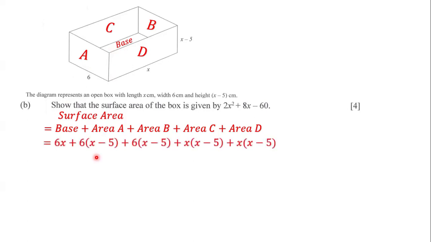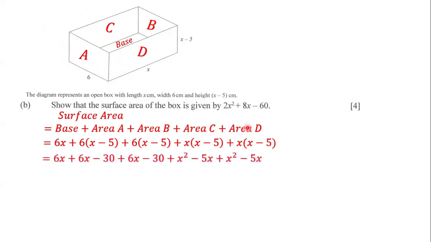Now, what's the area of the base? Well, the area of the base is 6x. What's the area of A? The area of A is 6 times x minus 5. The area of B is 6 times x minus 5. And we know that because area A is the same thing as area B. And what's the area of C? Area of C is x times x minus 5. And the area of D is going to be x times x minus 5. And we know that because we figured that out in the previous question. The area of D and the area of C are the same. And so that's why we have x times x minus 5 for the area of C and the area of D.